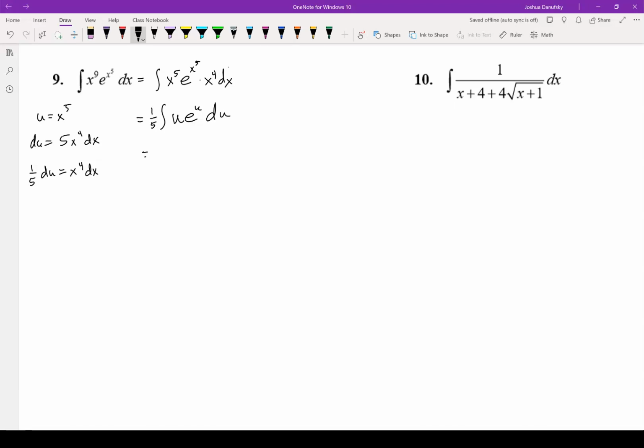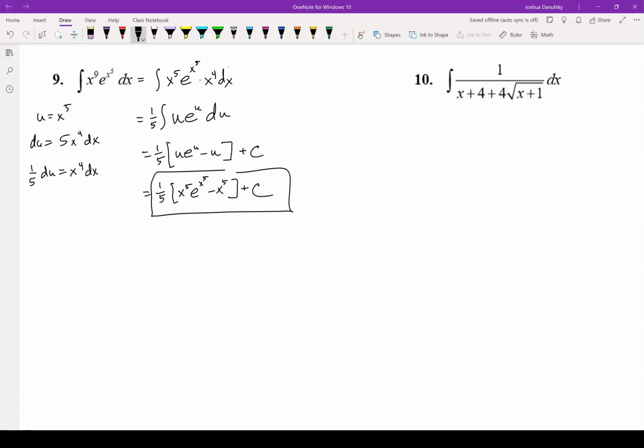Now we can do integration by parts, which is going to turn out like this. u e to the u minus e to the u, plus c. Now we bring back our x to the fifth, and there it is.